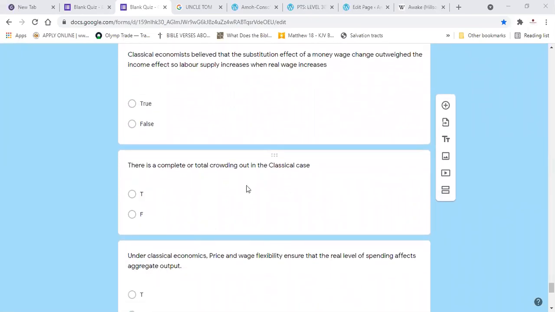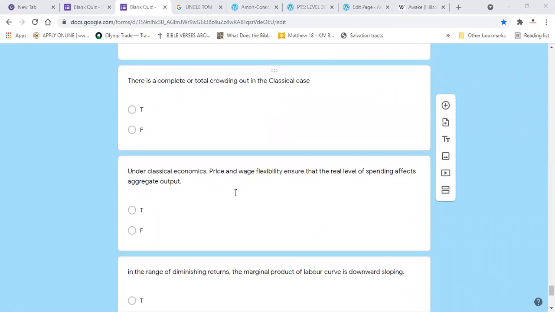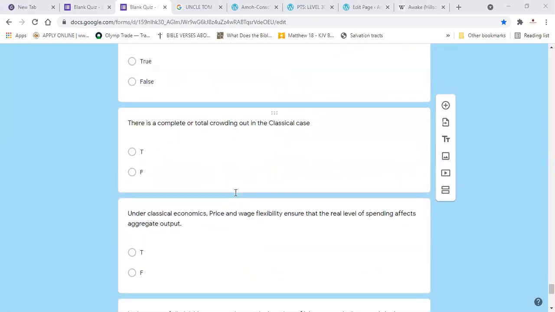They believed in total crowding out, right? That there was total crowding out. That's why changes in government spending couldn't change the output level.